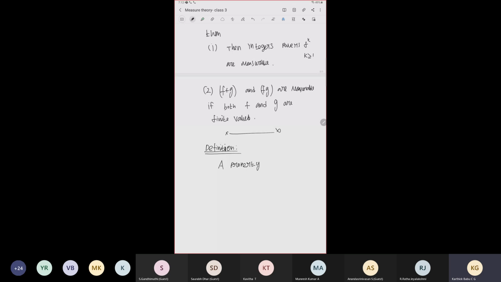A property or statement is said to hold, or be true, almost everywhere. In short form, we write a.e. if it is true or false on a set of measure zero.